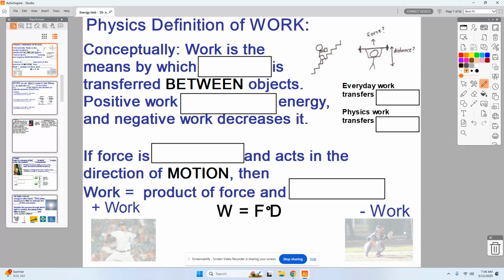And again, Ella, I know you were out yesterday. Your partner there, Andrew, might have some notes for you. I don't think I recorded yesterday's, unfortunately. But this is the equation that we're going to use.